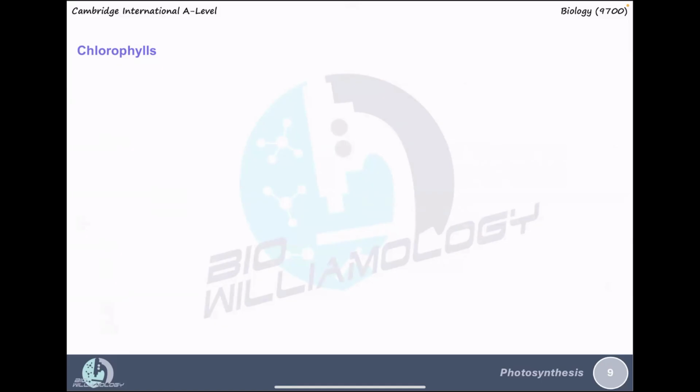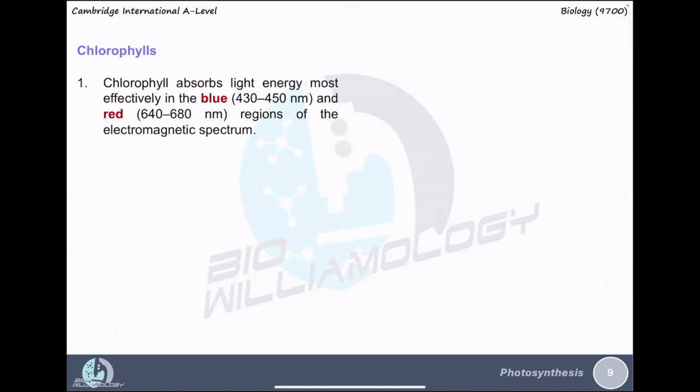Since we have learned about different types of photosynthetic pigments, which include chlorophyll as well as carotenoids, let us look at the structure of chlorophyll, including A and B, as well as their absorption, at which wavelength they absorb best. For the chlorophyll molecule in general, they absorb light energy most effectively in the blue region, about 430 to 450 nanometer wavelength, as well as the red region, about 640 to 680 nanometer wavelength of the electromagnetic spectrum.